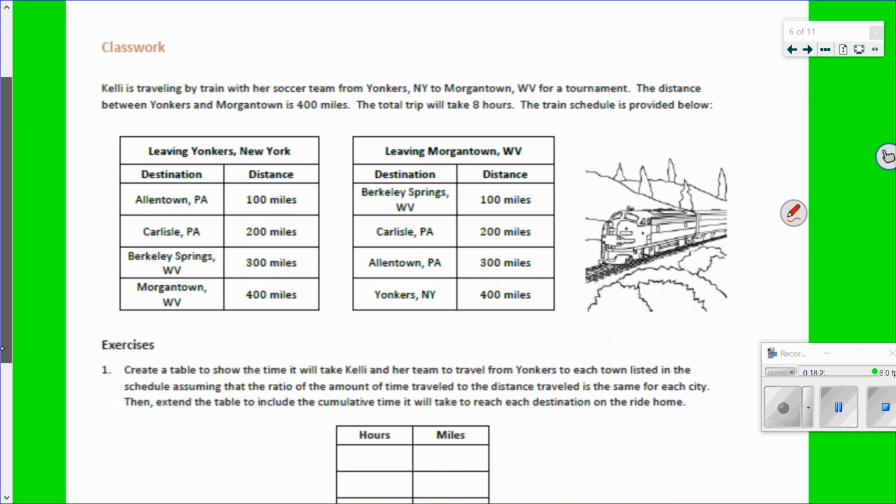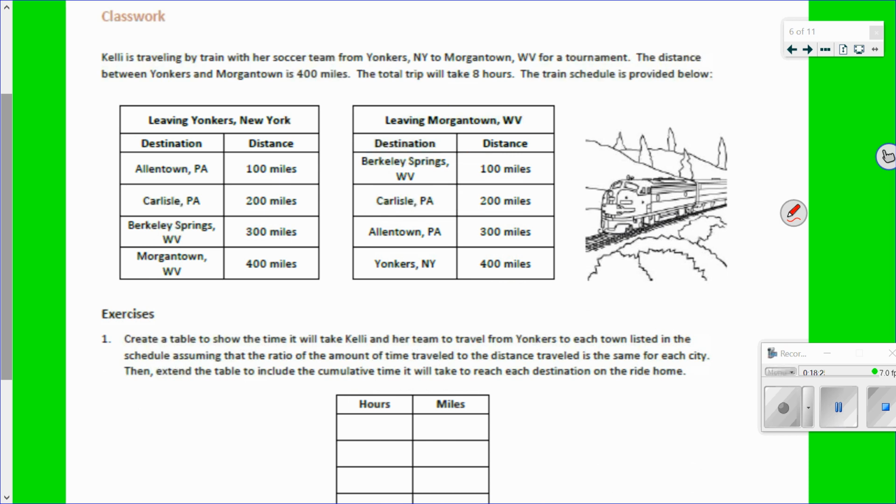Okay, guys, we're running out of time. So, we're about to hit fast forward here. Kelly is traveling by train with her soccer team from Yonkers, New York to Morgantown for a tournament. The distance between Yonkers and Morgantown is 400 miles. The total trip will take 8 hours. Train schedule is provided. They show us all the different locations and how far away they are.